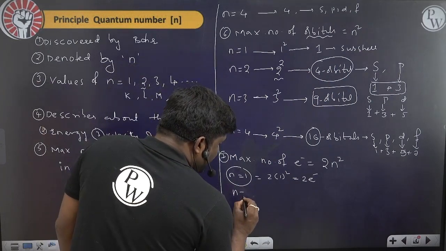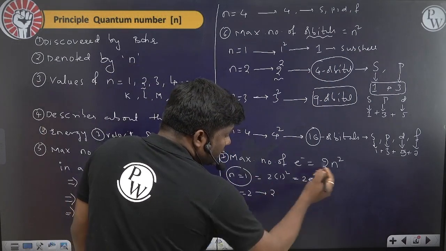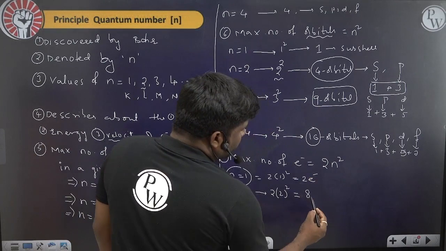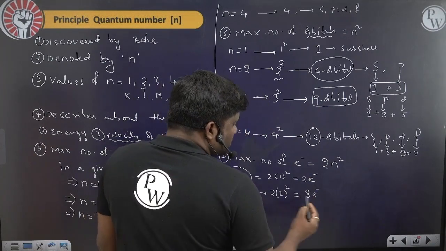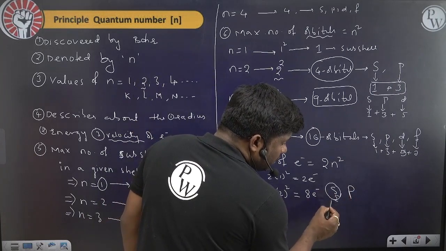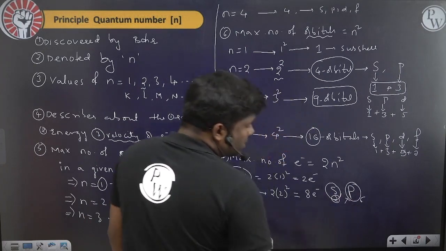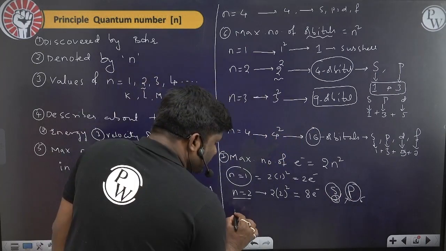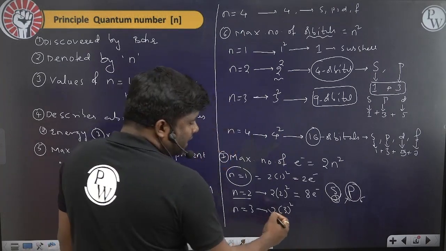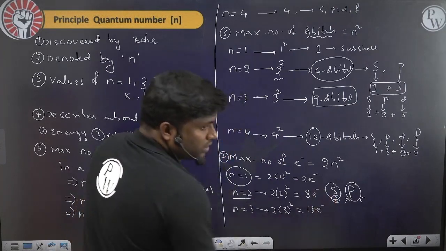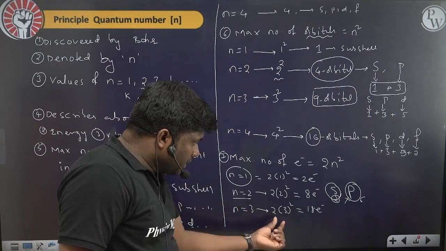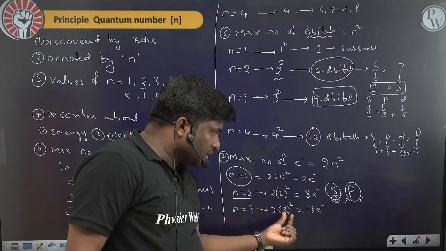And for the second shell, 2 n square, n is 2, 2 square is 4, 4 times 2 is 8 electrons. Because in the second shell you have the s subshell and p subshell. The s subshell can accommodate 2 electrons and the p subshell can accommodate 6 electrons, 2 plus 6 is 8. If your n value is 3, then 2 into 3 square, 3 square is 9, 9 into 2 is 18 electrons. 18 electrons are present in the third shell, the third orbit.